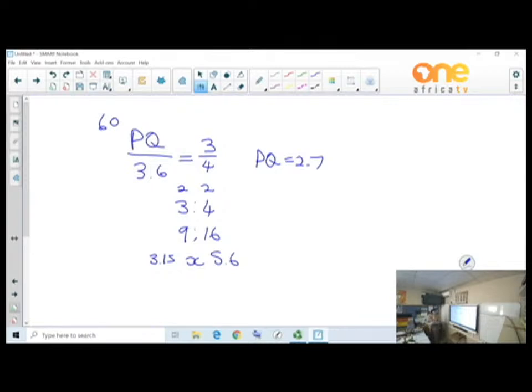Okay, the answer is 3.15. Okay, question 59. Given that ABC is a regular pentagon, calculate the angle. Pentagon, it's very easy. Look at question 58. There's a construction with Loki on graph paper.